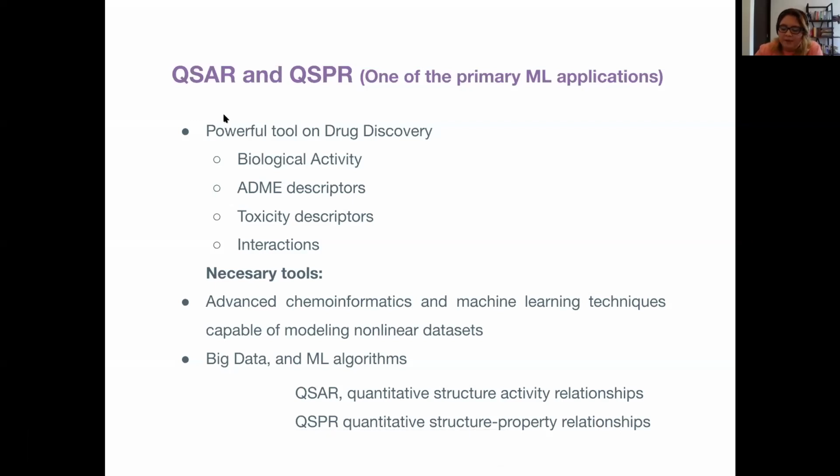So both have been very used in the past years, I mean, like 10 years, and these are very powerful tools in drug discovery to predict biological activity, add descriptors, and recently toxicity descriptors. Recently, the use of machine learning to predict toxicity has increased very quickly, because it's cheaper to develop a model than one trained with many animals.